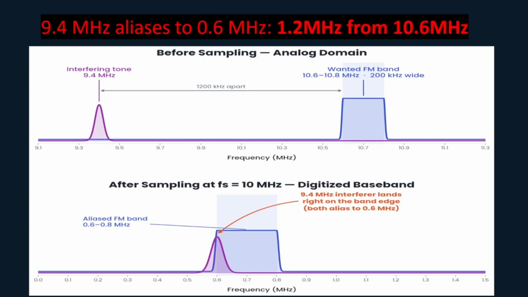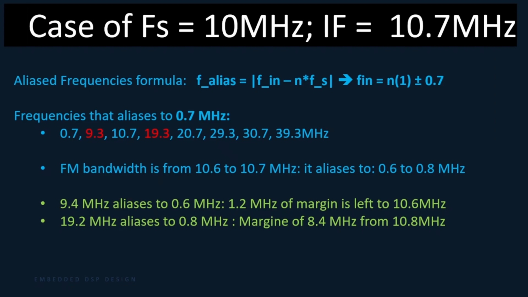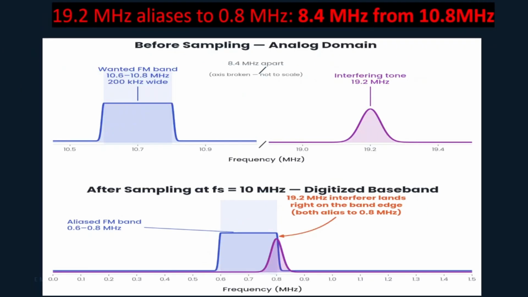So it's quite far. So that would soften the requirements on designing the anti-aliasing filter. And on the upper edge, we have 19.2 megahertz, which aliases to 0.8, which is the upper edge of our IF once it's down converted. So that gives us a margin of 8.4 megahertz from the upper edge, as you can see here. So it's not too bad. If you are given the choice between 10 megahertz sampling frequency and 1 megahertz, at this point we can see that 10 megahertz is way better.